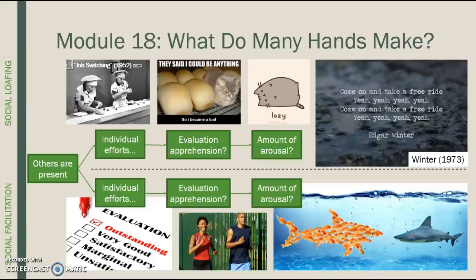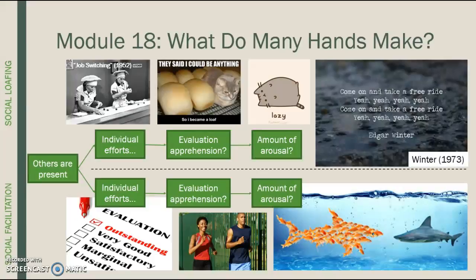There's a song by Edgar Winter from the mid-1970s that talks about taking a free ride, and the book talks about free riding in groups. And on the bottom, you can see some images that represent social facilitation. So if somebody is evaluated, if they know they're going to be evaluated, if they're worried about it, and if that leads to some cognitive arousal, they might perform better. So you might see more of the social facilitation in that example.